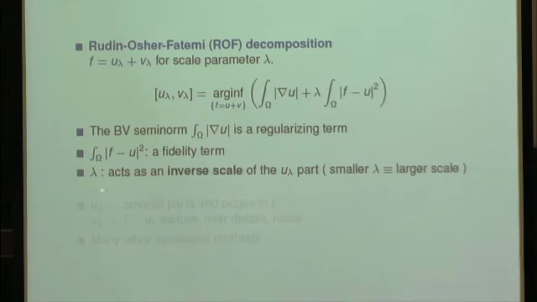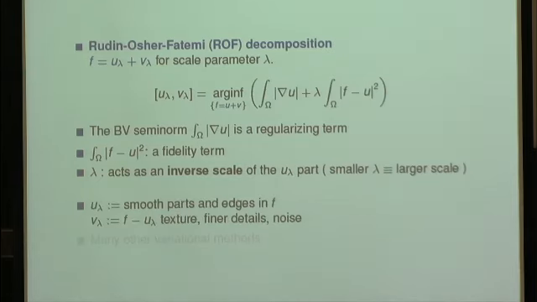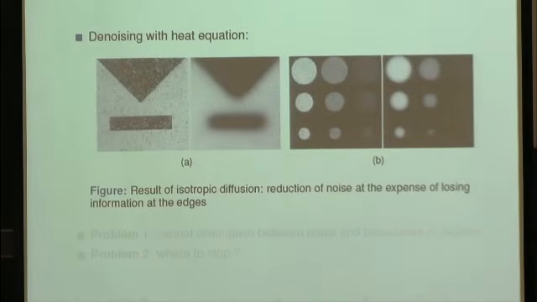So here lambda acts as an inverse scale of the u lambda part. That means smaller the lambda, the scales in u lambda are larger, and so on, and vice versa. So here u is basically the smooth part of the image, prominent edges, and v contains the texture, finer details, etc. So there are many other variational methods that we will not get into.